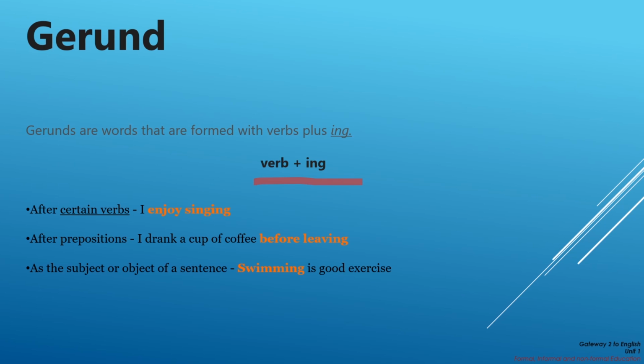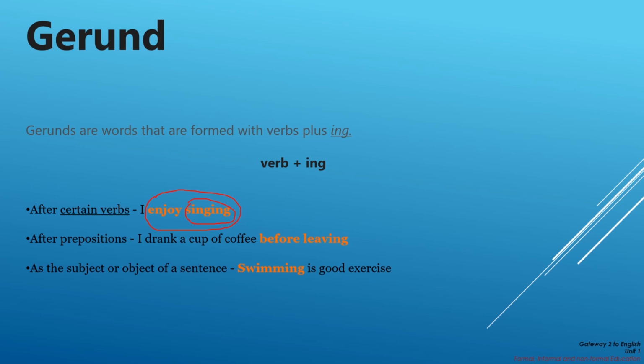Gerunds are words that are formed with verbs plus ing. So the form is verb plus ing. We use the gerund after certain verbs, so you can look on the internet for these certain verbs that can be used as gerund. In this example, we have I enjoy singing. So singing here functions as the object of the verb enjoy.